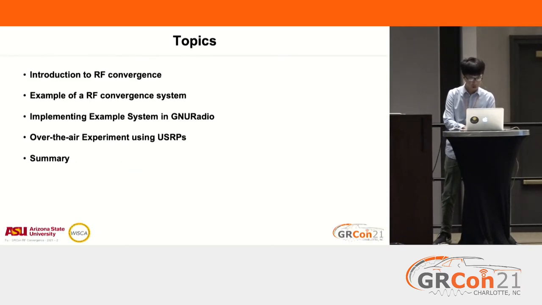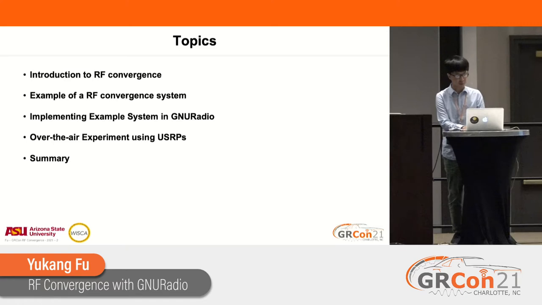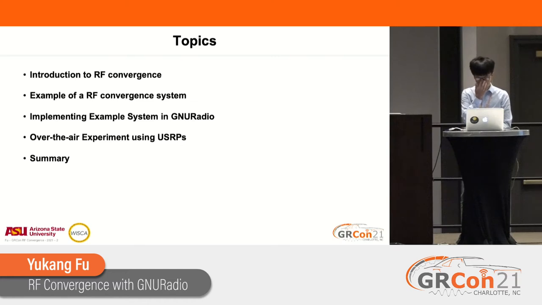So today's talk consists of 5 parts. First, I will introduce RF convergence, then I will give an example of an RF convergence system. Next, I will show implementation of the example system in GNURadio. At the end, I will provide the results of the over-the-air experiment using it and a summary of the content today.